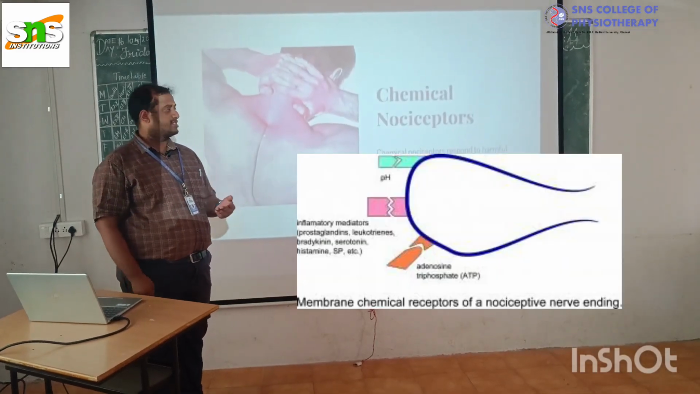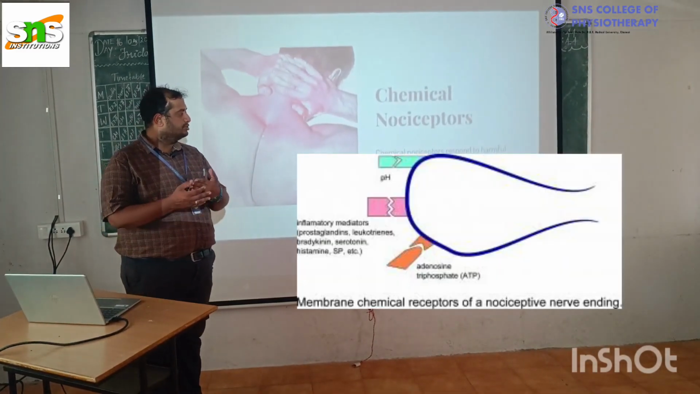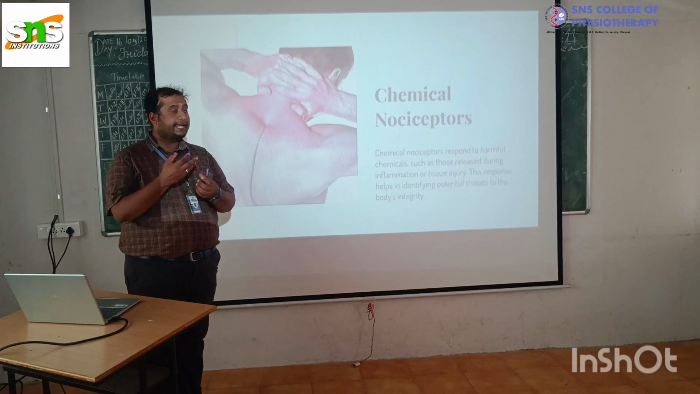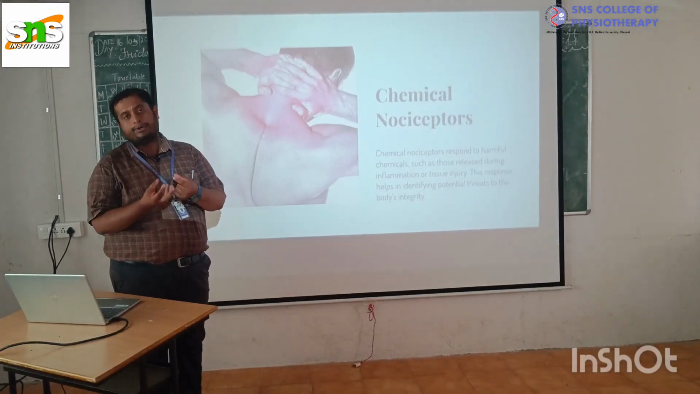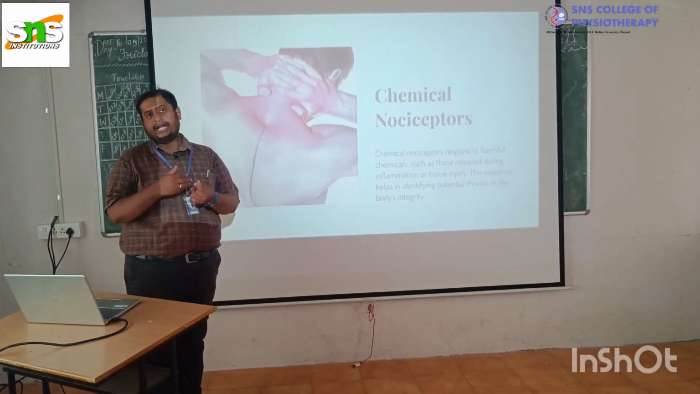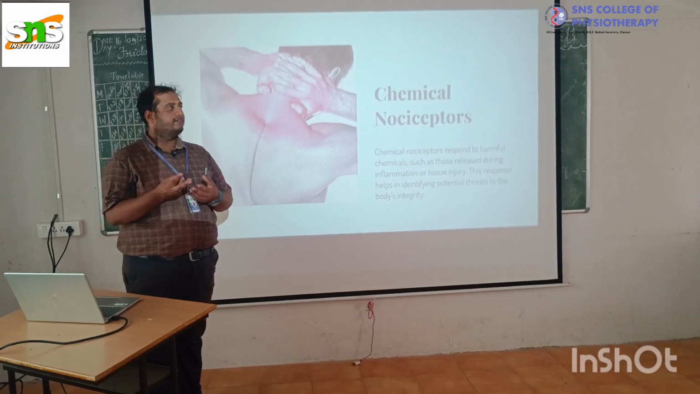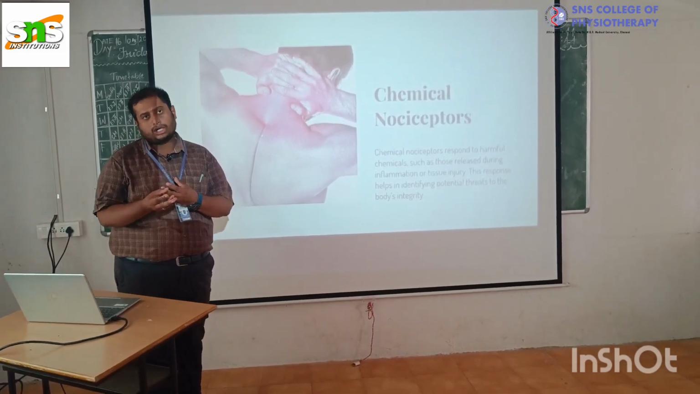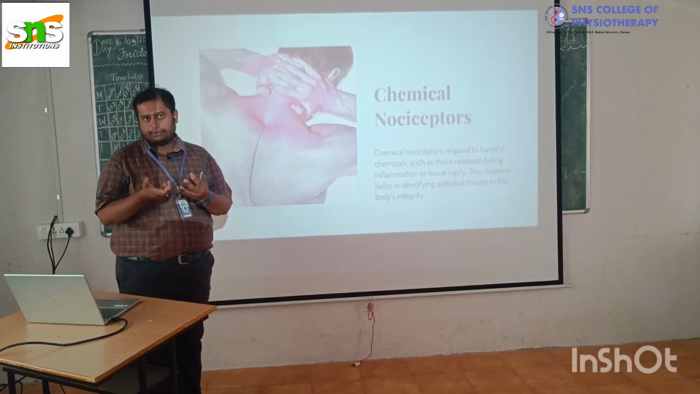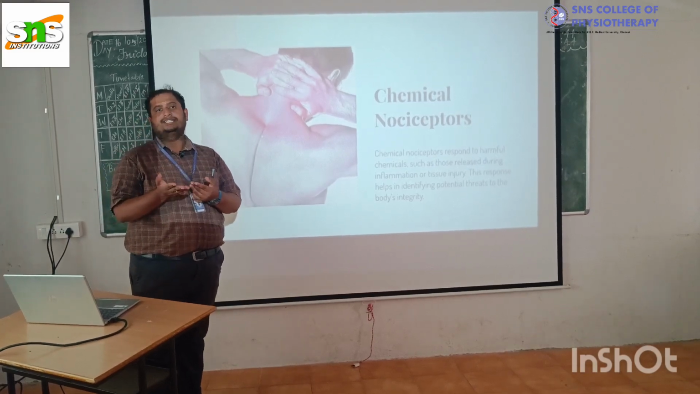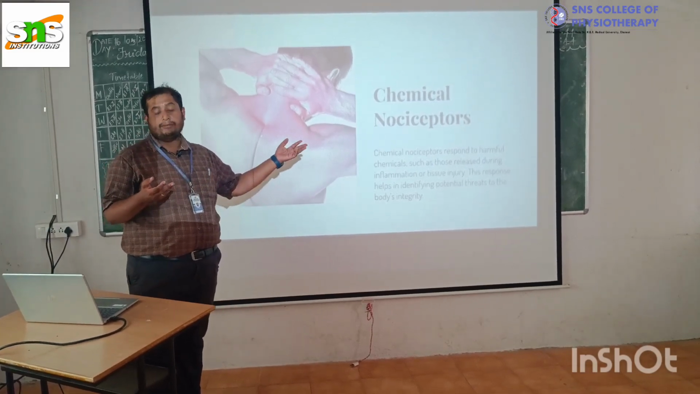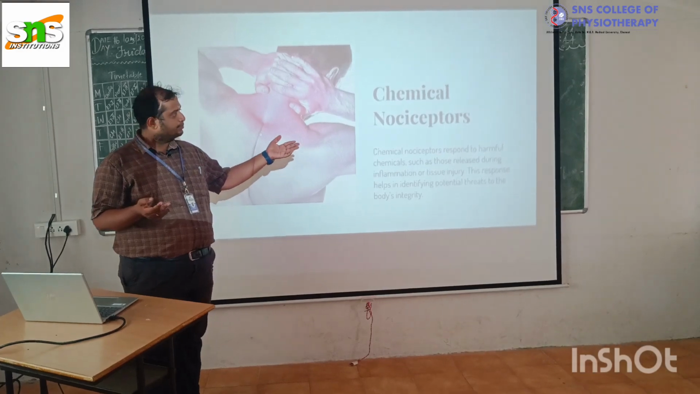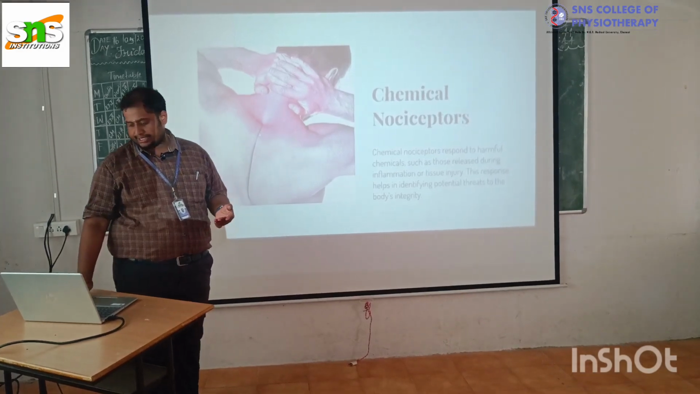Then chemical nociceptors. If you are having any tissue injury or inflammation, that reacts with the chemical components inside the inflammation, and it will cause pain. If you are having inflammation over your knee, like osteoarthritis of the knee, it causes inflammation of the joint. Then the joint reacts to the inflammatory chemical substances. That is because of the chemical nociceptors.